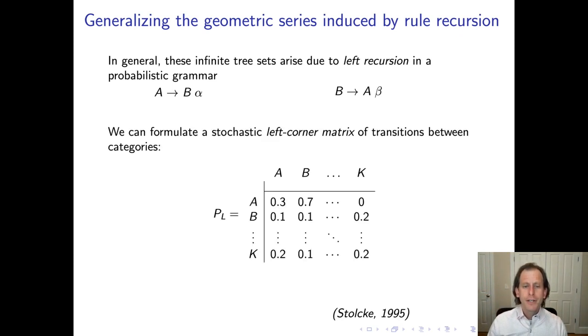And we can take advantage of this by forming what's called a stochastic left corner matrix of transitions between categories. And that's represented here as an example. So this would be the sum probability of all the rules that A rewrites to something that has A as its first child, for example. This would be maybe the sum probability of all of the rewrites that A has to rules that have B as the first child, and so forth. And then we can actually solve for the closure of this matrix. And then we can use the entries in this closure matrix as follows.